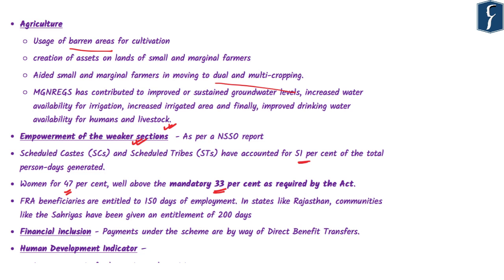You also have to know, as per the directive given by the Ministry of Rural Development to the states, beneficiaries under the Forest Rights Act are entitled to 150 days of employment as against 100 days of employment in the general category. And certain states like Rajasthan have given employment of 200 days to communities like Sahariyas. So this is a very important scheme for socio-economic justice and empowerment of weaker sections. The scheme has also helped in financial inclusion because the payment under the scheme is done directly into the bank accounts of the beneficiaries through direct benefit transfer.